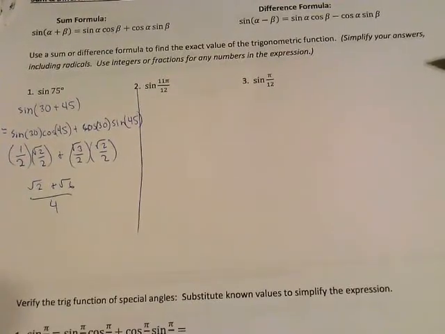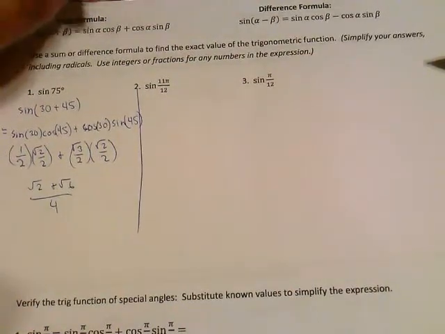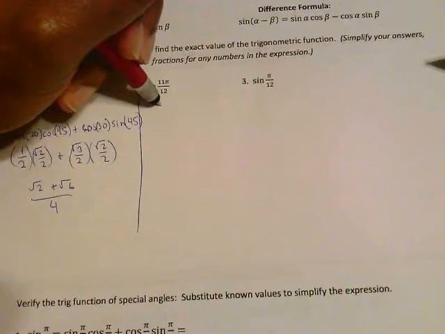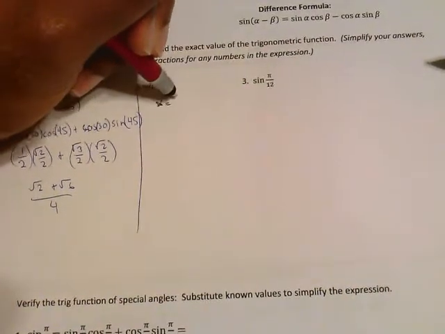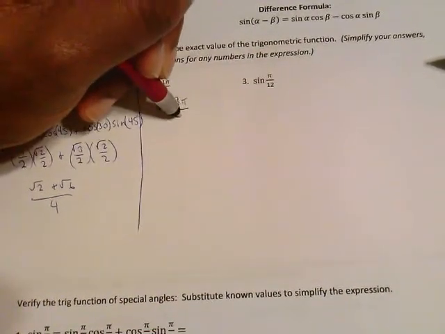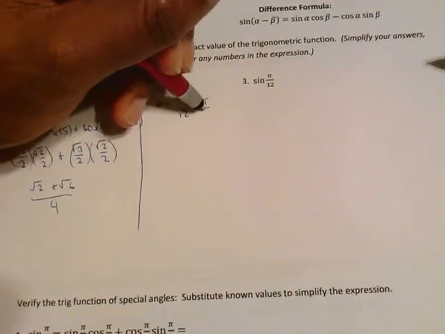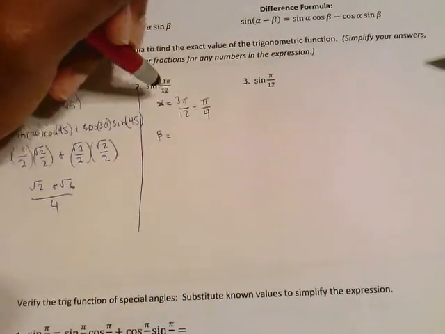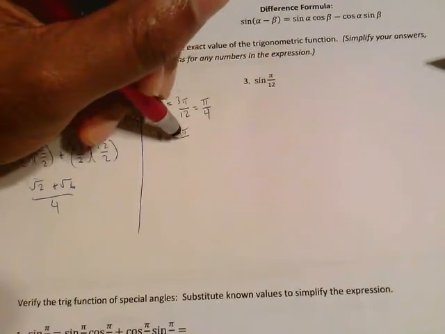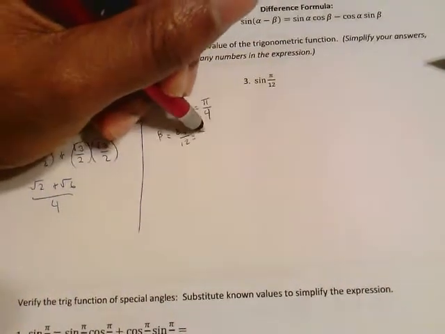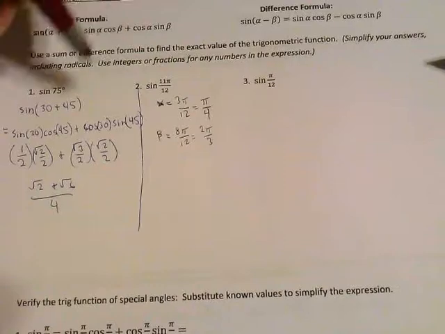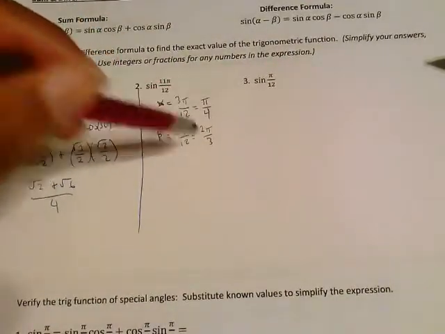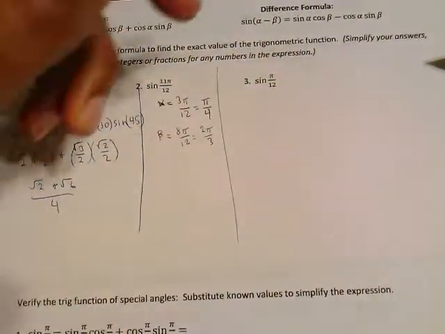All right, now I'm going to move on to numbers 2 and 3. We'll just skip through number 2, but for number 2 you can use alpha equals 3 pi over 12, which will equal pi over 4. And then for your other angle, you can use beta equals 8 pi over 12, which again equals 2 pi over 3. And then you can just plug it into your sum formula where alpha and beta are pi over 4 and 2 pi over 3, and then you'll work it out.